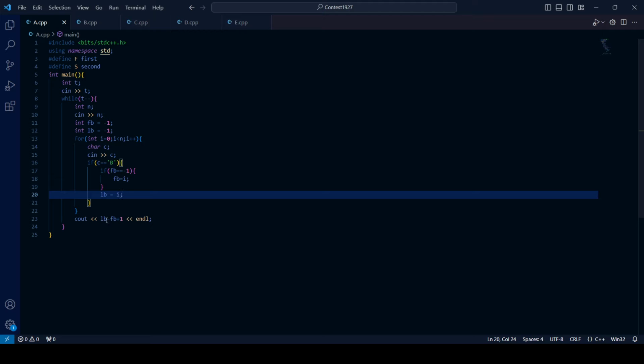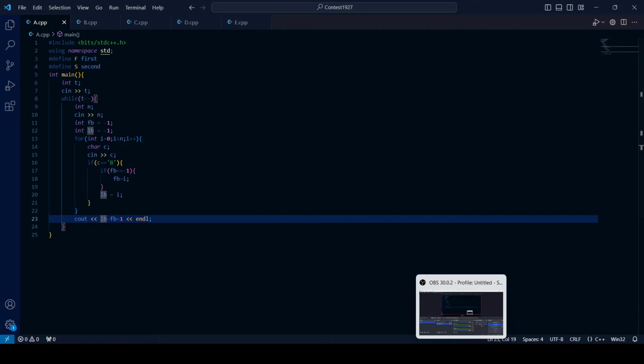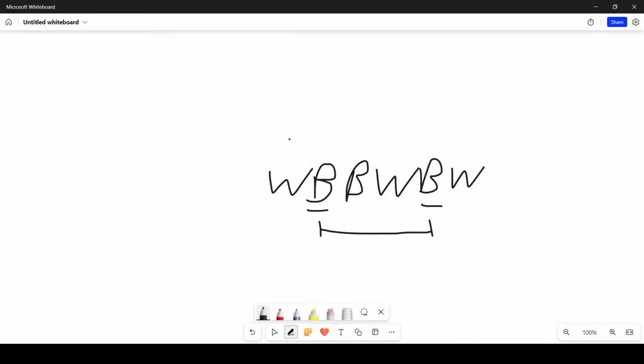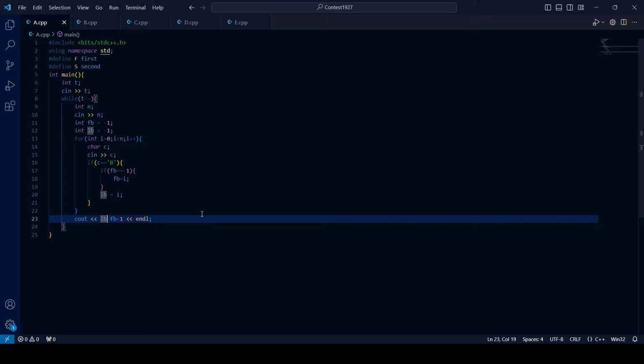Given the endpoints of a segment, the distance between them is just LB minus FB plus 1. For example, here the indexes are 0, 1, 2, 3, 4 and 5. So FB in this case would be 1 and LB would be 4, and the length we need is 1, 2, 3, 4, the length of the segment. So that's basically 4 minus 1 plus 1, and so the answer is just LB minus FB plus 1. This is accepted.